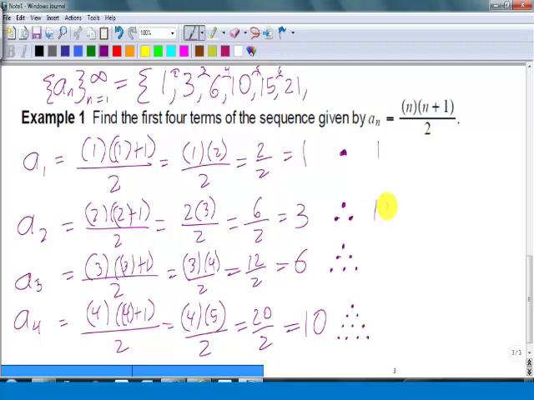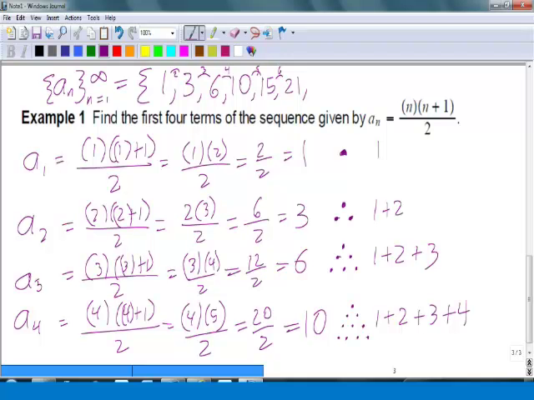This is 1. This is 1 plus 2. This is 1 plus 2 plus 3. This is 1 plus 2 plus 3 plus 4. This formula gives us the sum of the first n positive integers. If we wanted the sum of the first 100 positive integers, 1 plus 2 plus 3 plus 4 plus ... plus 100, that's the 100th term of this sequence.